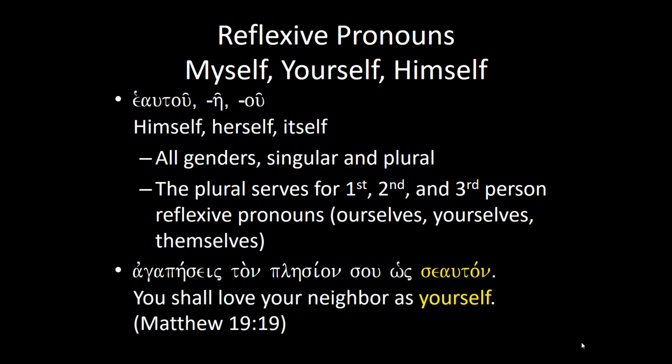So here we have the singular form, seauton. This is se plus auton, so yourself. Agapeseis ton plesion sou hos seauton. You will love. This is the future used like a command. You will love, in other words, you must love. You shall love. You shall love your neighbor as seauton, as yourself.